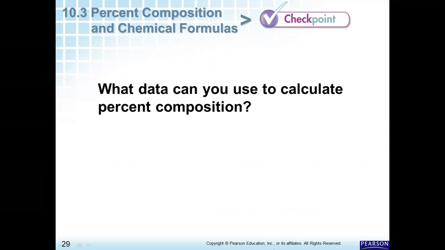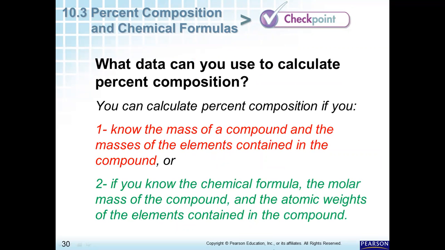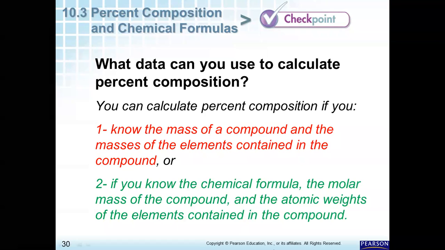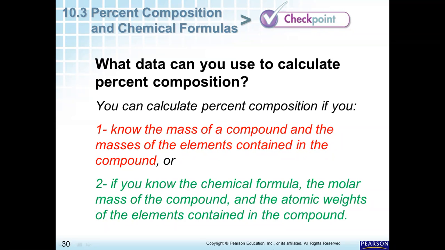What data can you use to calculate the percent composition? Using the chemical formula with the molar masses, this is one method, or you have the actual masses. One method is to know the mass of the compound and the masses of the elements contained in that compound, for example, 10.605. Or if you know the chemical formula of the compound, then you need to know the molar masses. Yes, you heard it correctly.